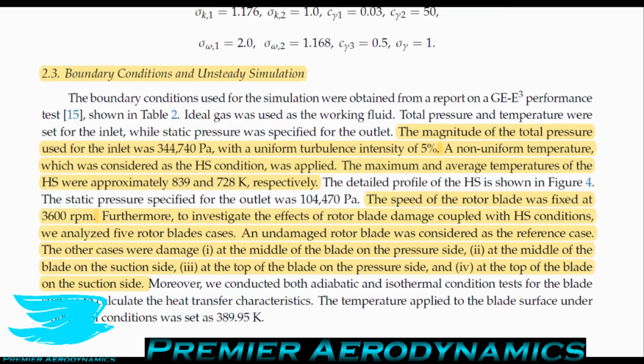It's about normal. A non-uniform temperature, which was considered as the hot streak condition, was applied. The maximum and average temperatures of the hot streak were approximately 839 and 728 Kelvin, respectively. So in other words, the hot streak was about 111 degrees higher than the average temperature of the general flow. The speed of the rotor blade was fixed at 3,600 RPM. Now that's not that much actually. In terms of turbines across all industries, this is actually fairly low. You can get turbines running up to like 100,000 RPM. So 3,600 is not that high.